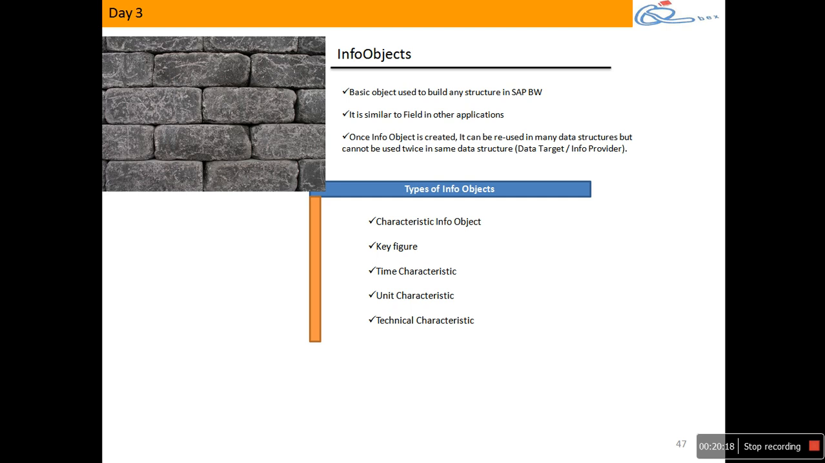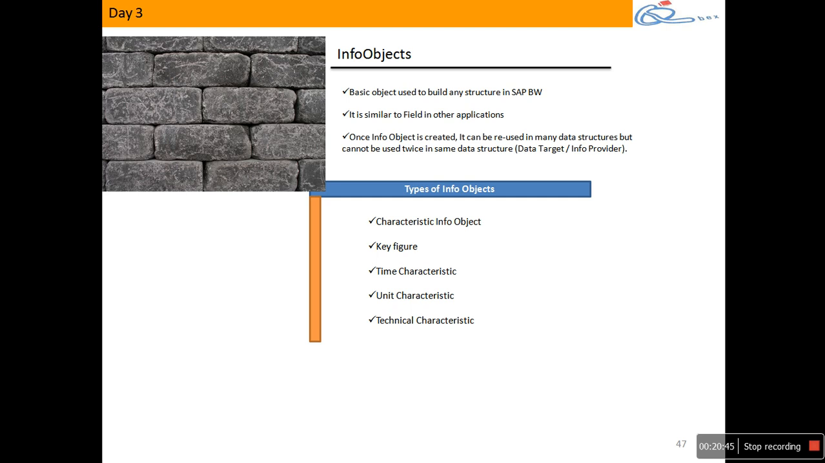So when I say unit characteristics, these are also characteristics only, a special type of characteristics. In two cases, you go for unit characteristics. Unit characteristic InfoObjects are those InfoObjects which can hold a list of currencies or a list of unit of measures. Only in these two cases, you go for unit characteristics.